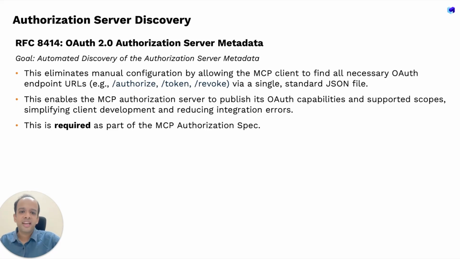So the MCP client can get all the necessary OAuth endpoint URLs, like authorization, token, revoke, etc., via a single standard JSON file, right? And this is basically under the purview of the authorization server metadata RFC. This is required as part of the MCP Auth spec, and it is published by the MCP Auth server.